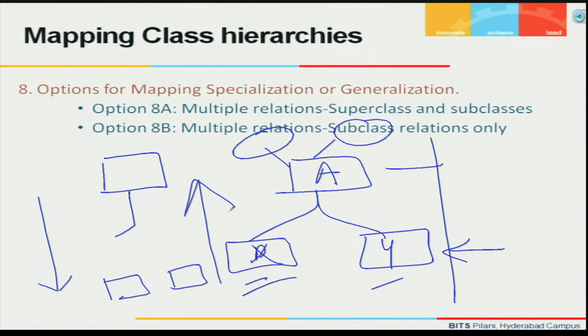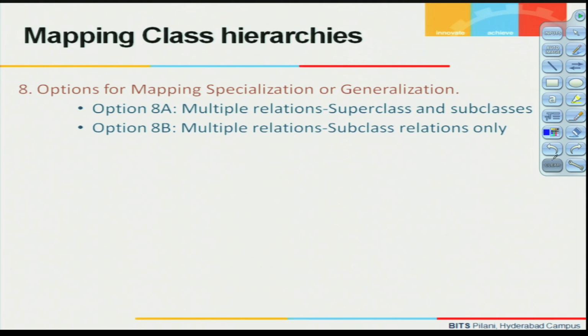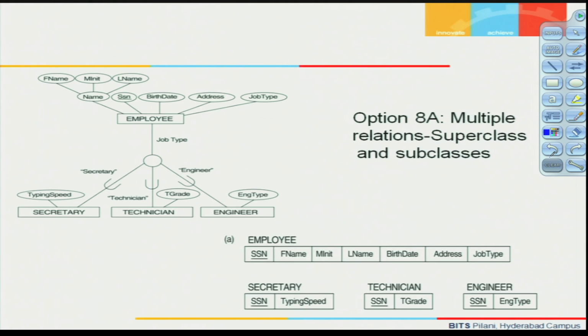Now we will see how to map the superclassing and subclassing concepts into relation schemas. We have two options that we are going to discuss here. The first option is multiple relations for superclasses as well as subclasses, and the second option is multiple relations for subclass relations only. Let us have a look at this.